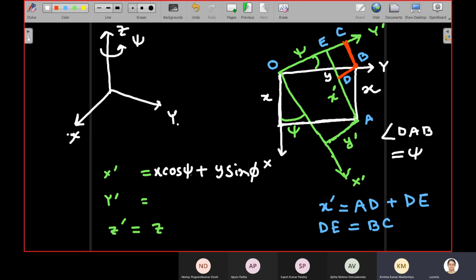How will you find y prime? You need to draw some perpendicular lines suitably. From which point will you draw these perpendicular lines? From here. So let's call these F, G, H, I. Y prime is equal to what?